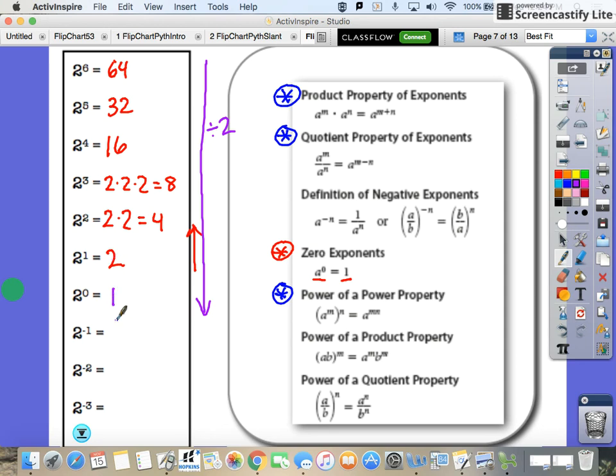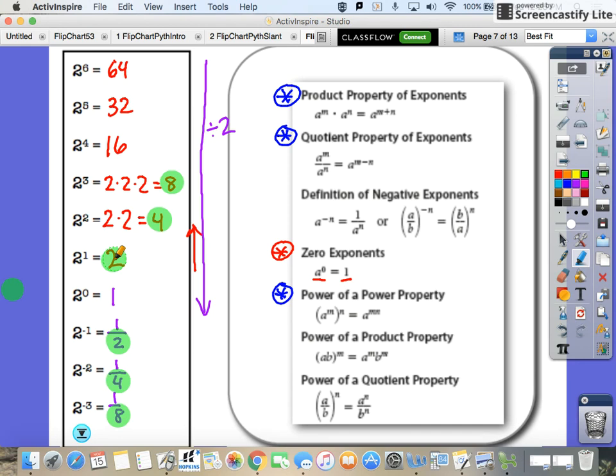And then 1 divided by 2 is 1/2. 1/2 divided by 2 is 1/4. 1/4 divided by 2 is 1/8. What you may notice is the denominator in the lower section is the same as 2 to the third in the upper section, or 4 is the same as 2 squared. 2 is the same as 2 to the first.